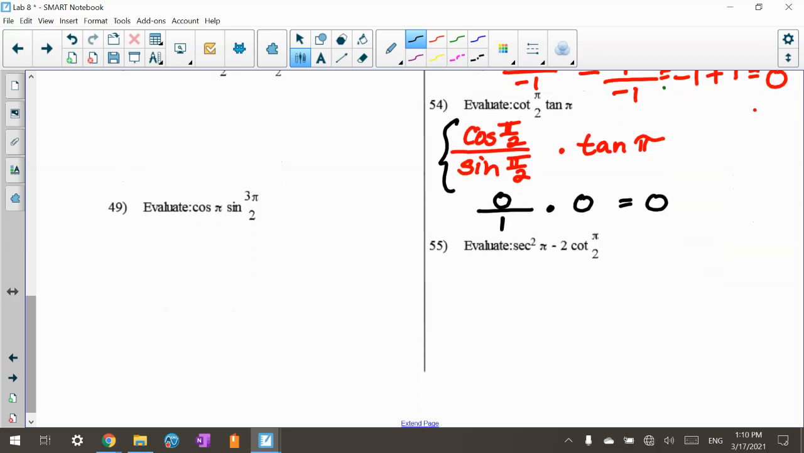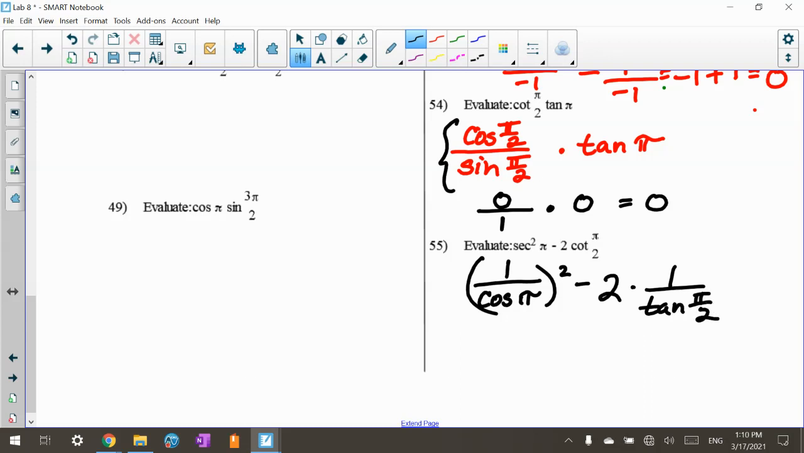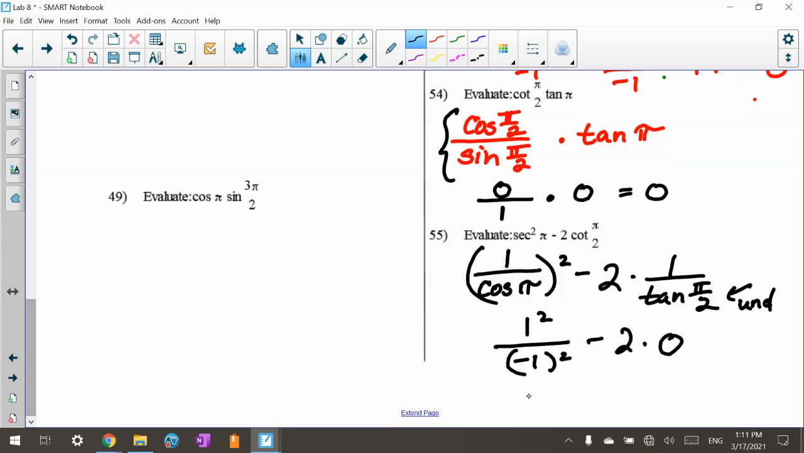Let's try this one, secant squared of pi. So I have 1 over the cosine of pi squared minus 2 times 1 over tan of pi over 2. Now, this is the same situation as what we did. You could write this as cosine over sine because it's cotan. So I have 1 squared, which is 1, over cosine of pi squared. Cosine of pi is negative 1 squared, so you're squaring the top and the bottom. Minus 2 times, I know this is undefined, it's 1 over undefined, so this is 0. So I have 1 over negative 1, which is negative 1, minus 0, or negative 1.